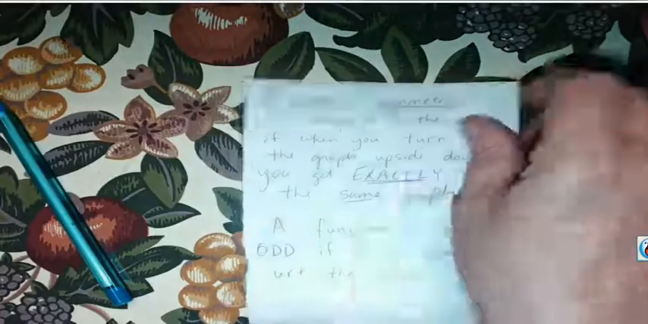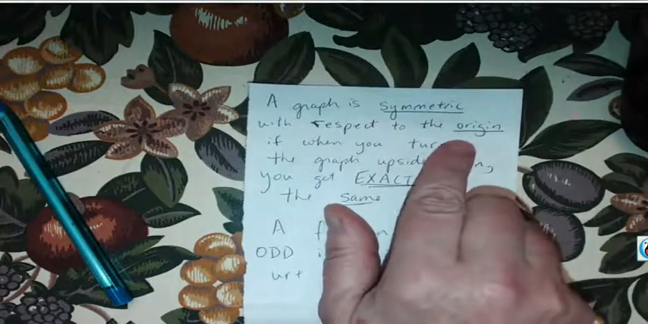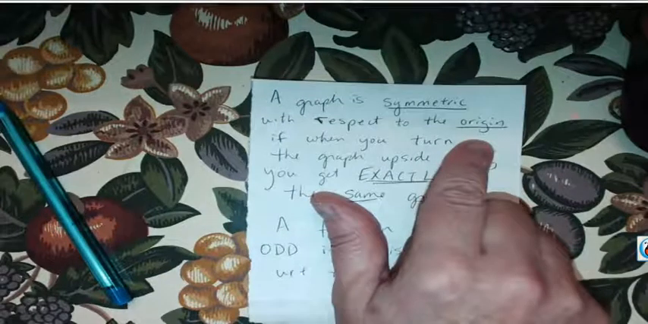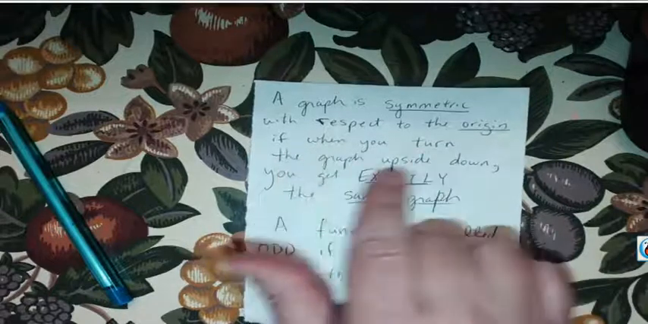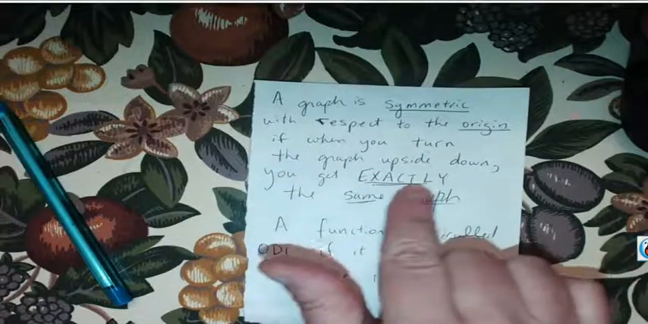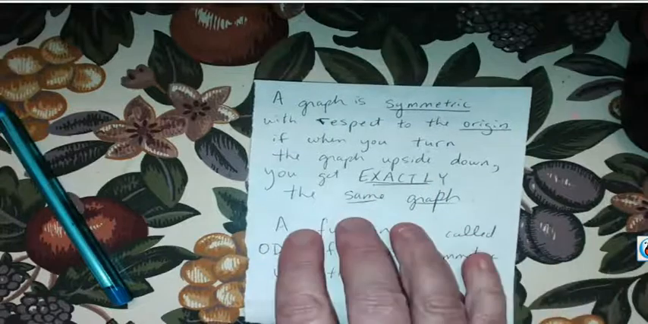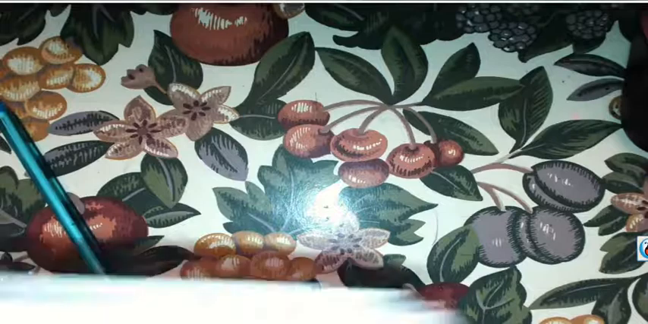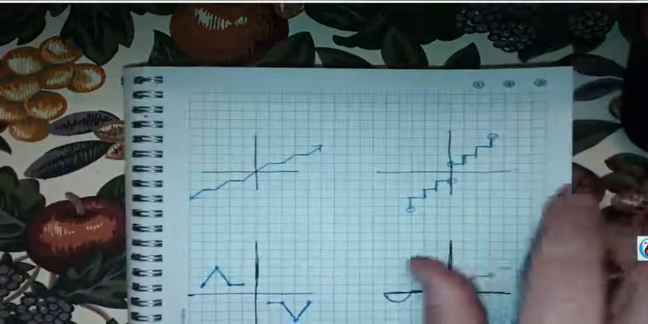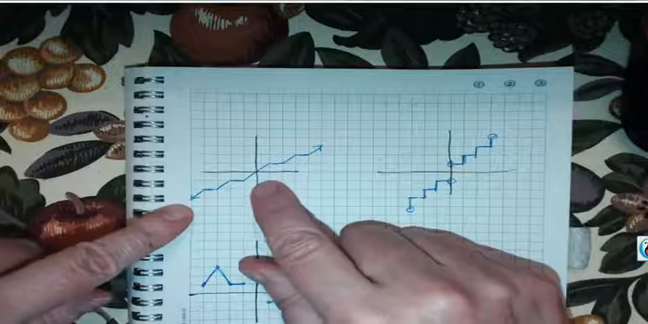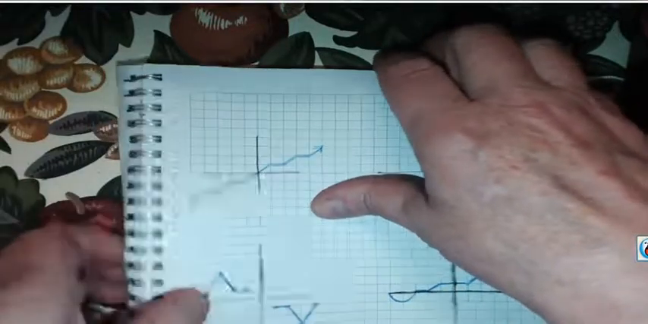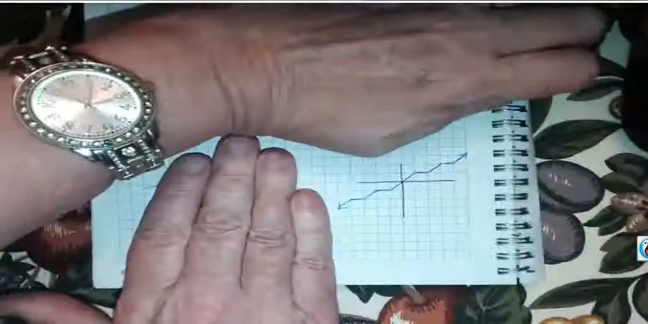And finally, a graph is symmetric to the origin. So a graph is symmetric with respect to the origin, a point, that's 0, 0, if when you turn the graph upside down, you get exactly the same graph. Exactly the same graph. Okay. So luckily I have a book so I can do this. Is this graph symmetric with respect to the origin? Well, turn it upside down. And we do. We get exactly the same graph.